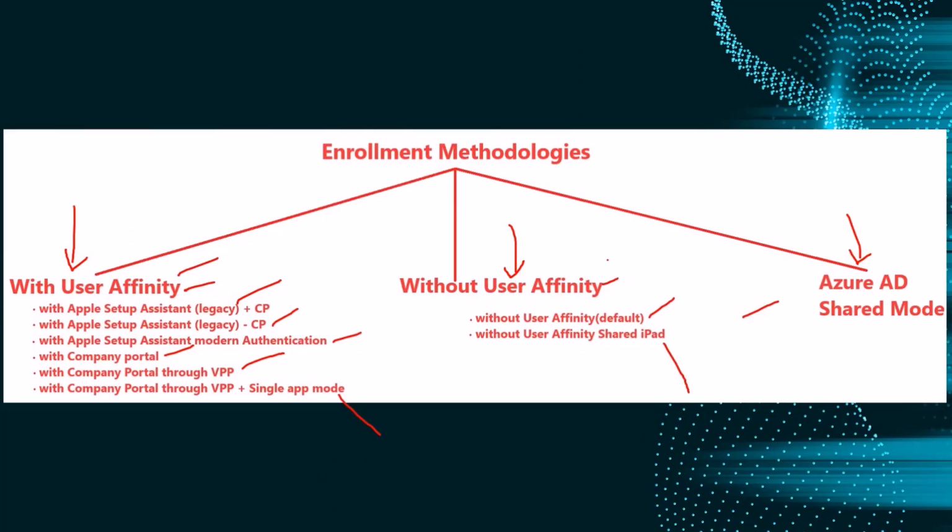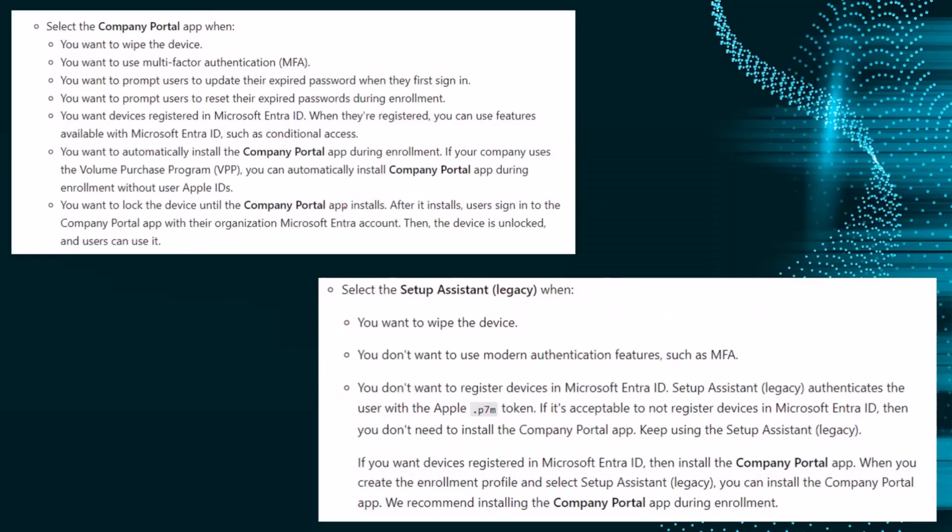As we have understood the difference between this and this, now let's deep dive into the various points that we have here. We have some methodologies which have company portal in it. Like this one has company portal, this one has company portal, this one has it, and this one has it. But we have some which do not have company portal in it, this one and this one. Now, when to use company portal and when not to use company portal. Let's see that first. And this is all coming from Microsoft's official documentation.